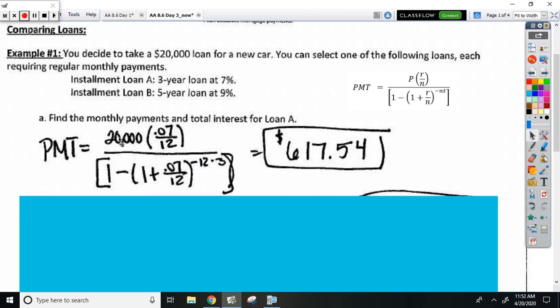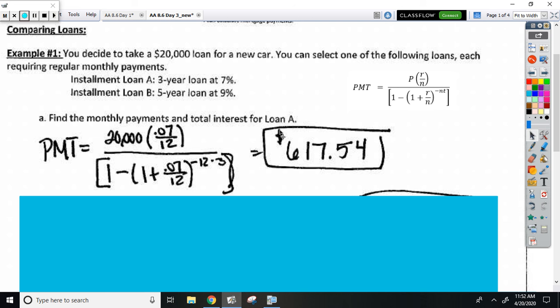So we should have 20,000 times 0.07 divided by 12 all over 1 minus 1 plus 0.07 divided by 12 to the negative 12 times 3 power. Make sure that you have a negative. And we should get $617.54. Remember, that's what you're paying every single month.